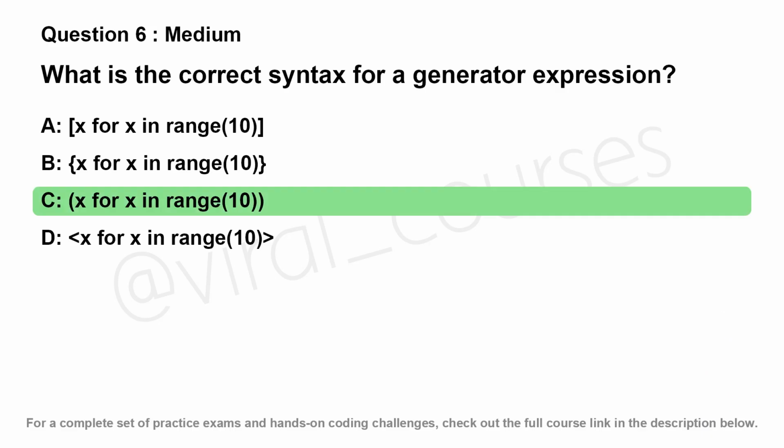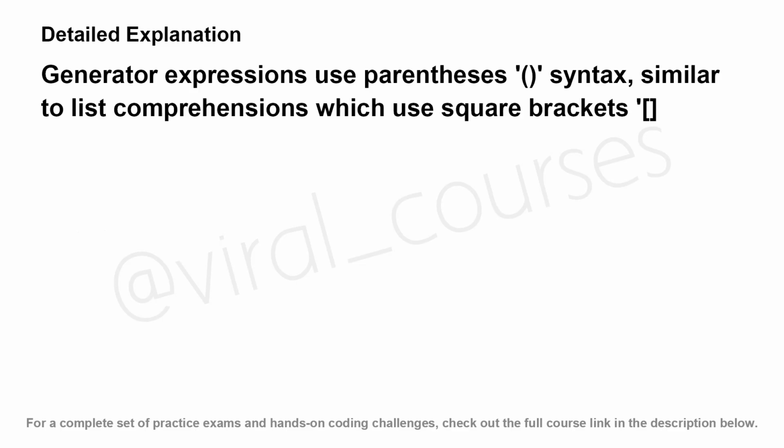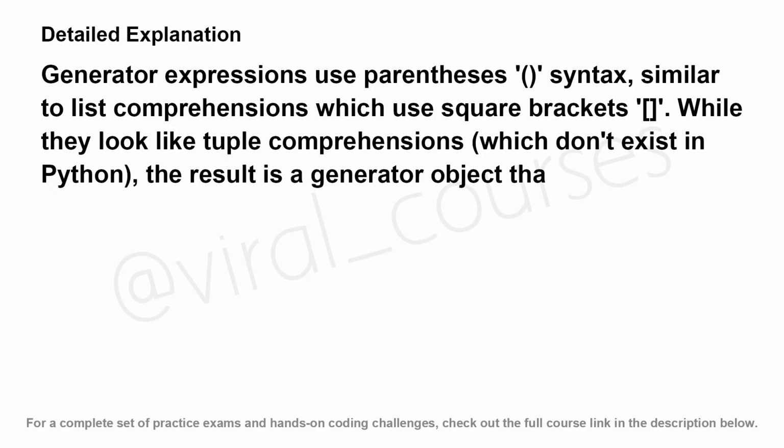The correct answer is C. Generator expressions use parentheses syntax, similar to list comprehensions which use square brackets, while they look like tuple comprehensions, which don't exist in Python. The result is a generator object that produces values lazily.